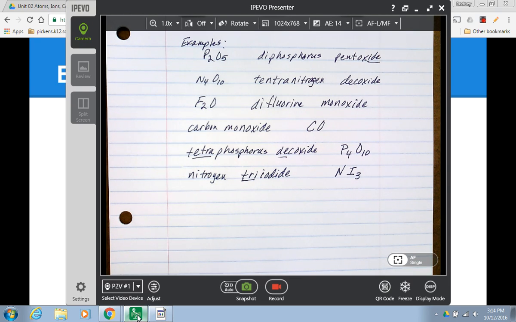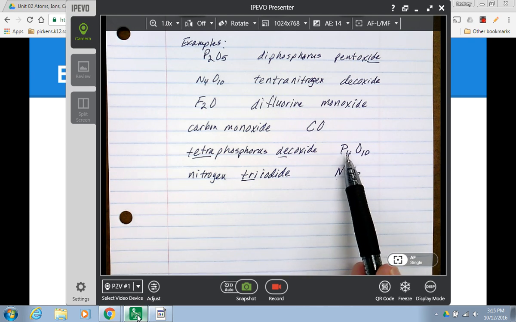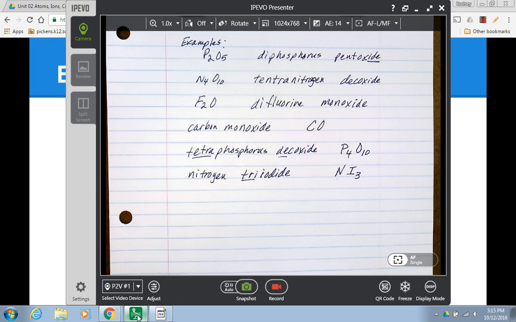And so again, make sure you're using the correct system here. Don't get your systems mixed up. We only can use the prefixes if we're dealing with which types of compounds? Molecular compounds. How do you know if it's a molecular compound? You have a non-metal bonded to non-metal. So that's the only time that you can use this system, all right?